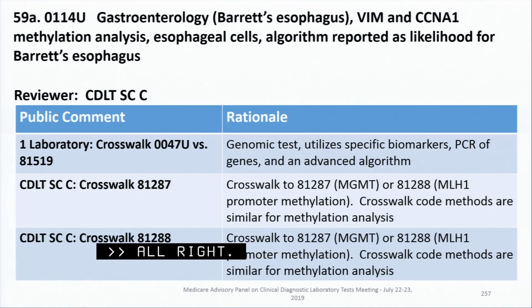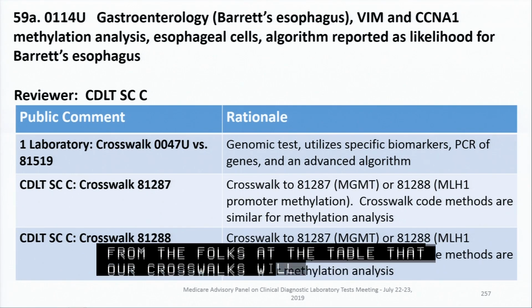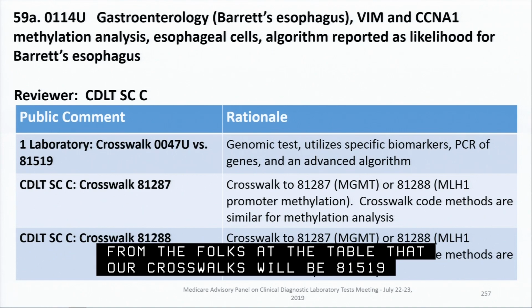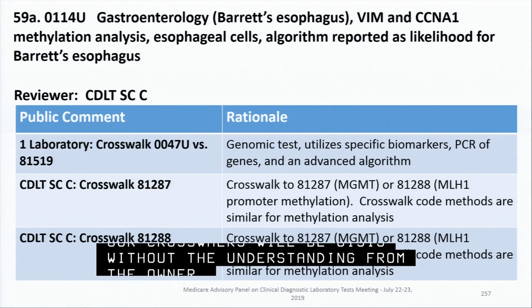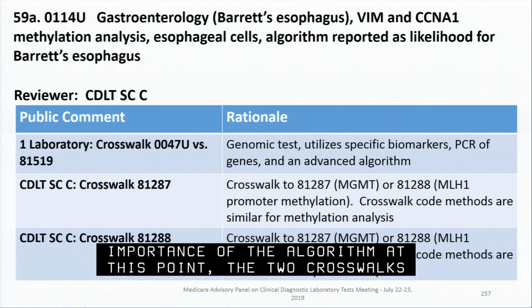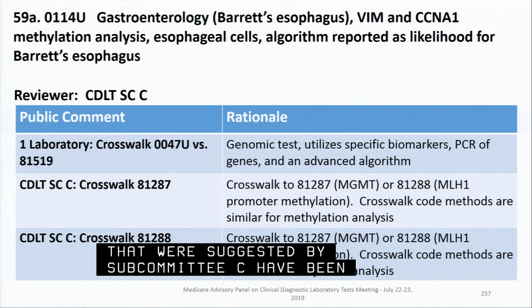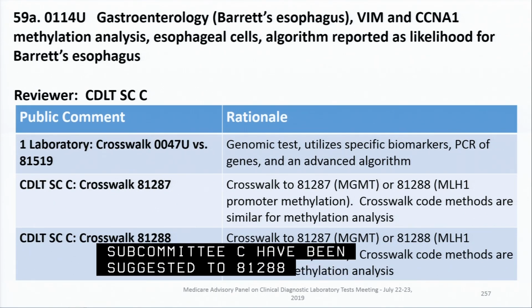So I'm waiting to get confirmation from the folks on the phone and from the folks at the table that our crosswalks will be 81519, without the understanding from the owner of the lab, the importance of the algorithm at this point. The two crosswalks that were suggested by Subcommittee C have been adjusted to 81288 times 2, 81287 times 2. So in essence, we have 3 crosswalks and of course the option for gap fill. Is that correct? Yeah, everybody's nodding.